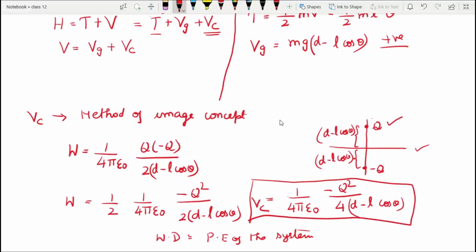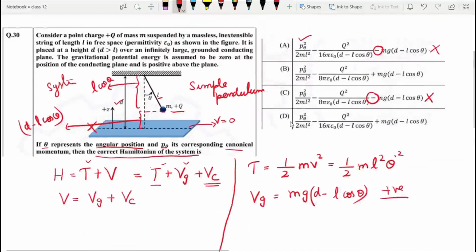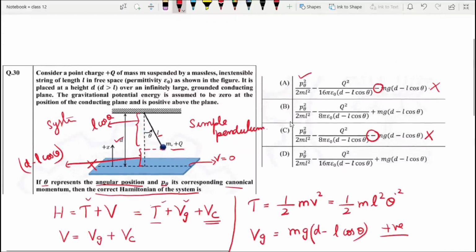Now if we see the options, it is a negative one. So the answer is either B or C, right? Here it is given as 8 pi epsilon naught, but the answer is 16 pi epsilon naught. So the correct answer is option D.